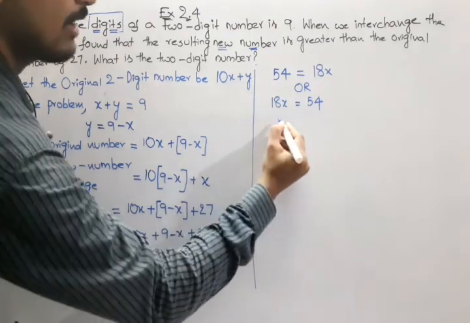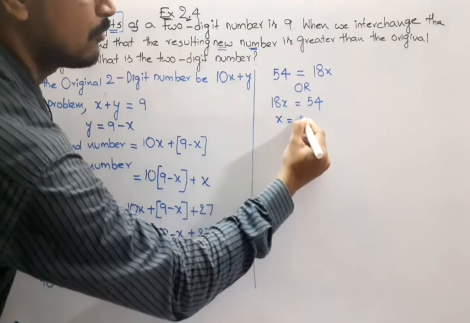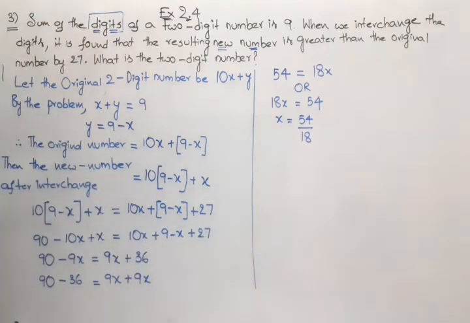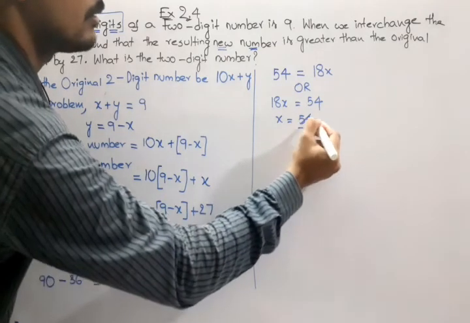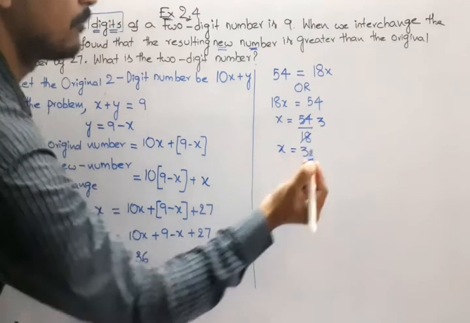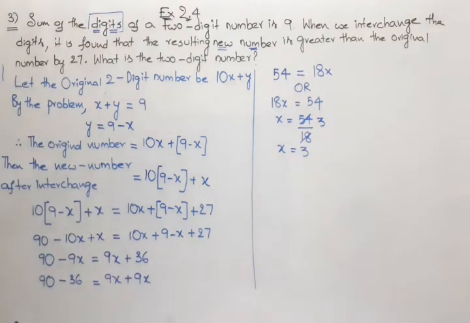We want only the value of x, then x is equal to 54 by 18. Okay, 54 by 18. In the 18 table we can get 54 at 3. So x is equal to 3 now. We got the value of x as 3.